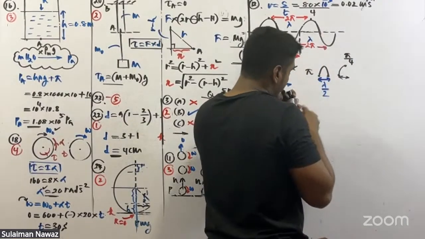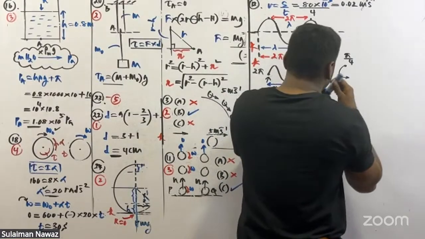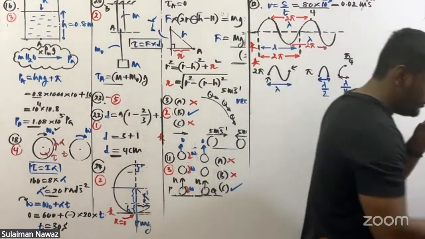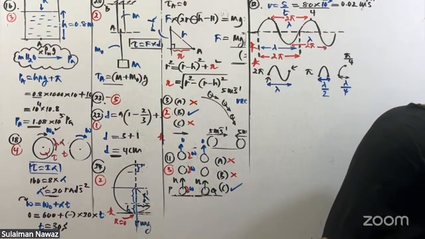Short note point. Learn this: lambda over 4. I don't have time, otherwise I would talk about something else. No time.